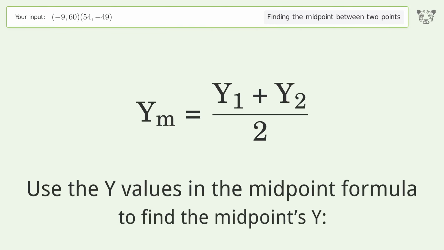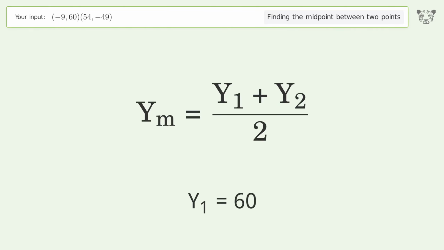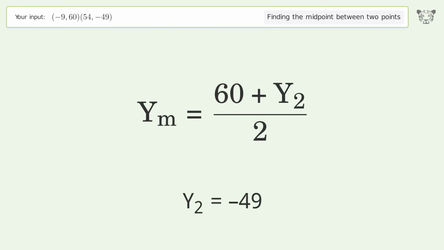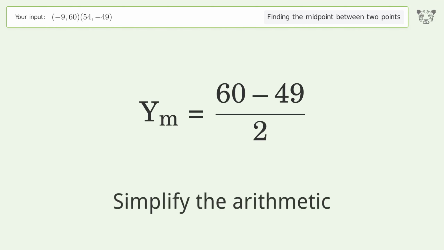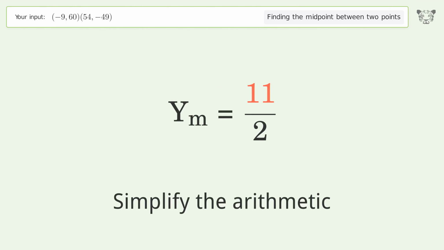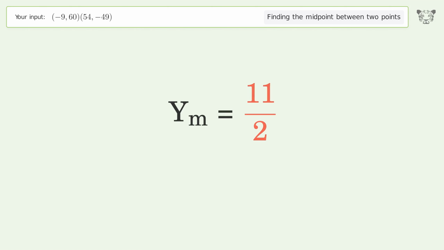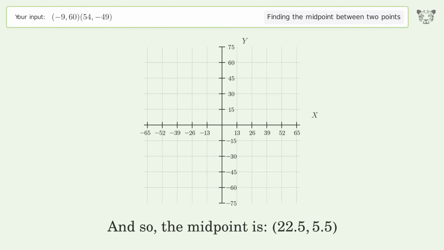Use the y values in the midpoint formula to find the midpoint's y. y1 equals 60. y2 equals -49. Simplify the arithmetic. And so, the midpoint is 22.5, 5.5.